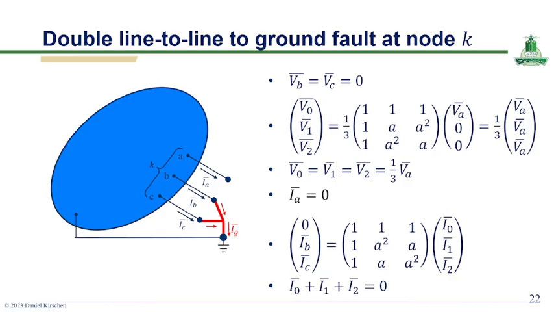On the current side, because phase A is not involved in the fault, its current is zero. By expressing the phase currents in terms of sequence currents, we derive the important condition that the sum of the sequence currents is zero. This relationship is fundamental in constructing the equivalent sequence networks for this type of fault and enables systematic fault analysis using symmetrical components.